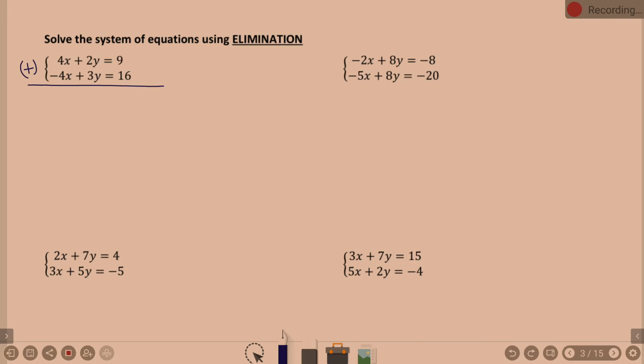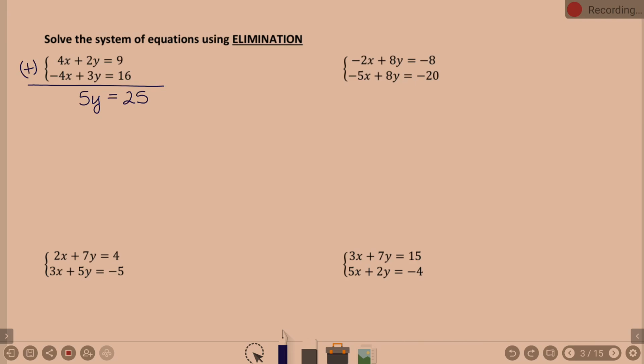What is 4x plus negative 4x? 0x, that cancels, which is what I want. What is 2y plus 3y? 5y. Carry your equal sign down. And what is 9 plus 16? 25. So now I have the statement 5y equals 25.